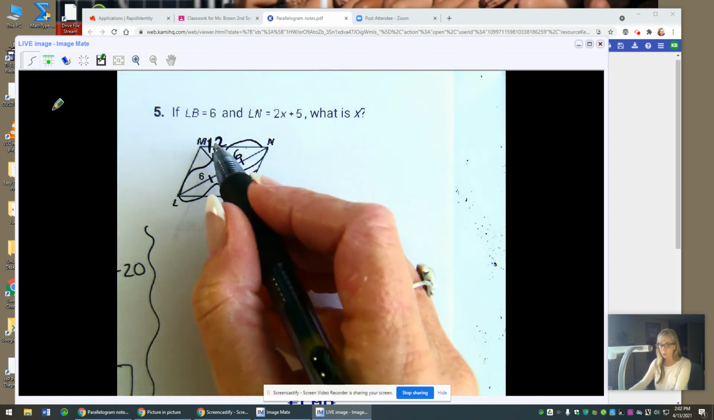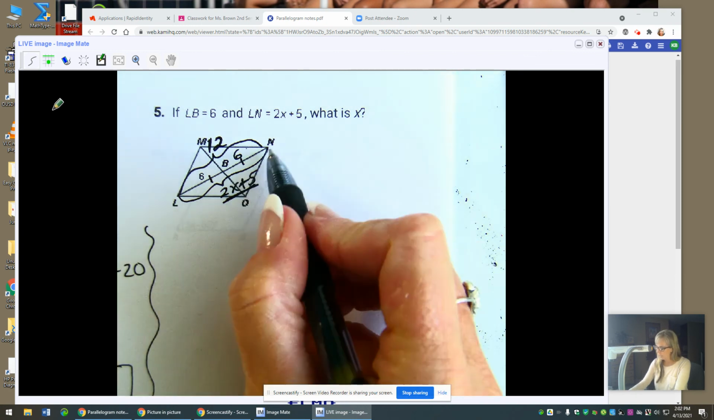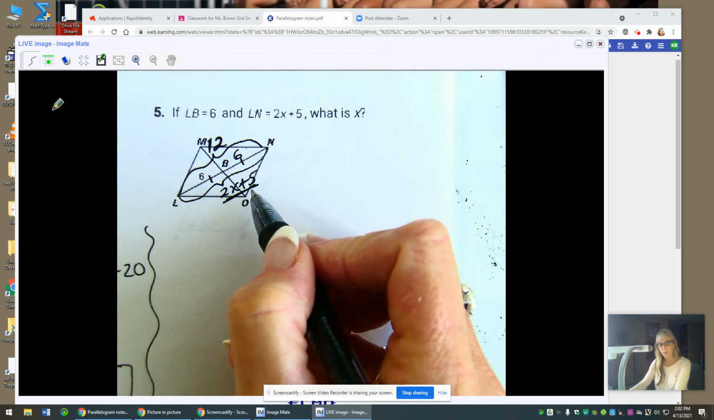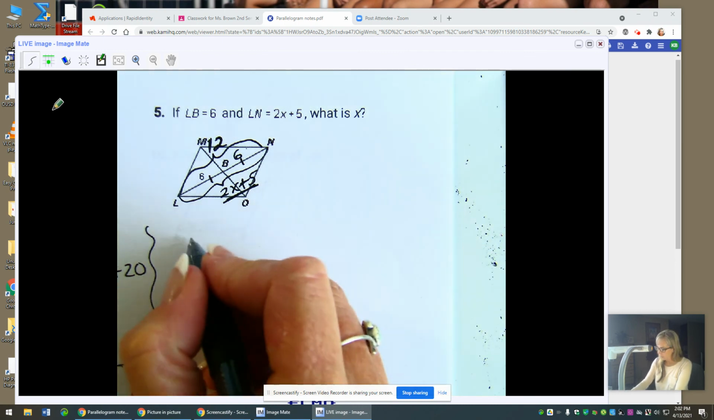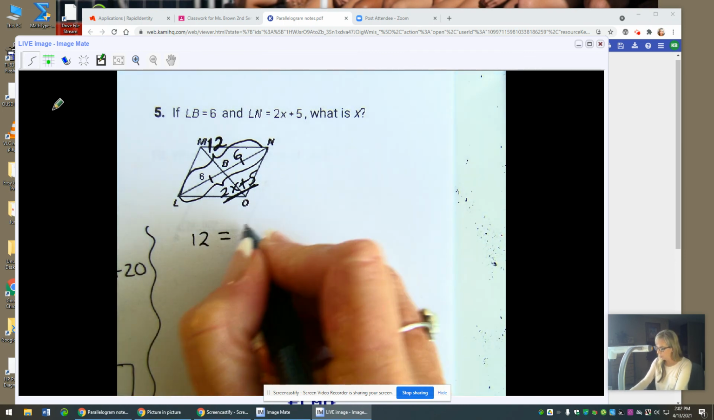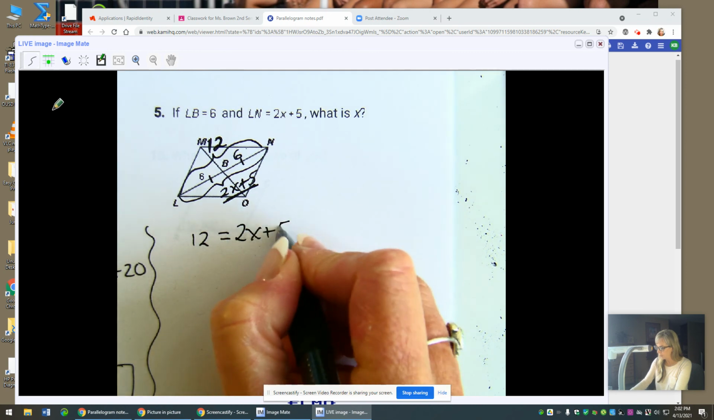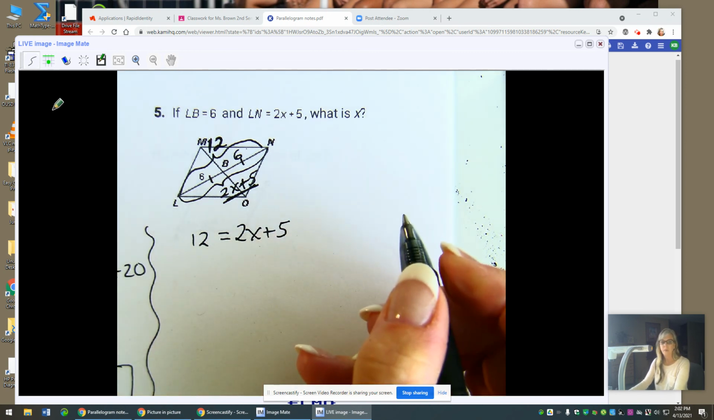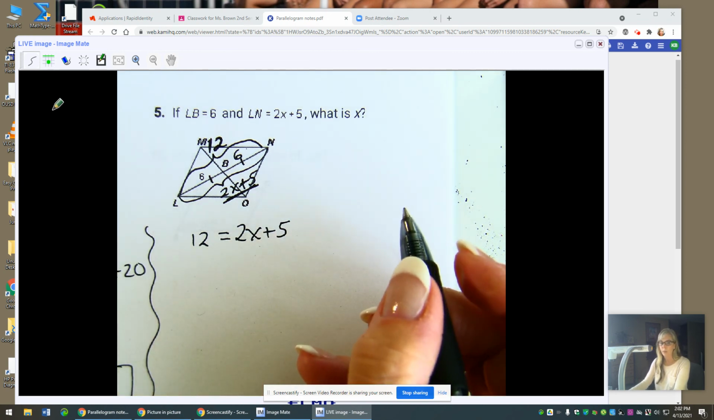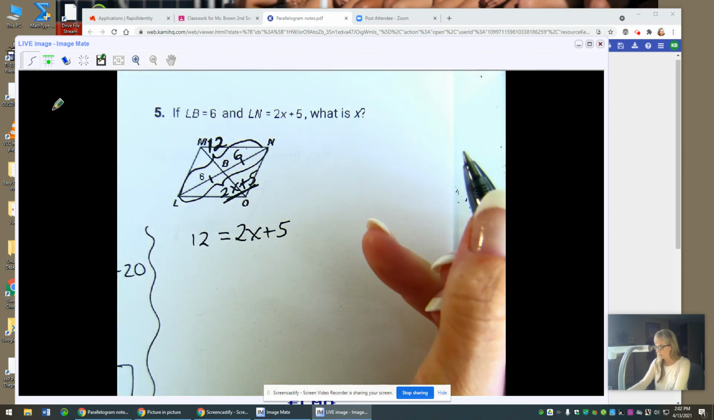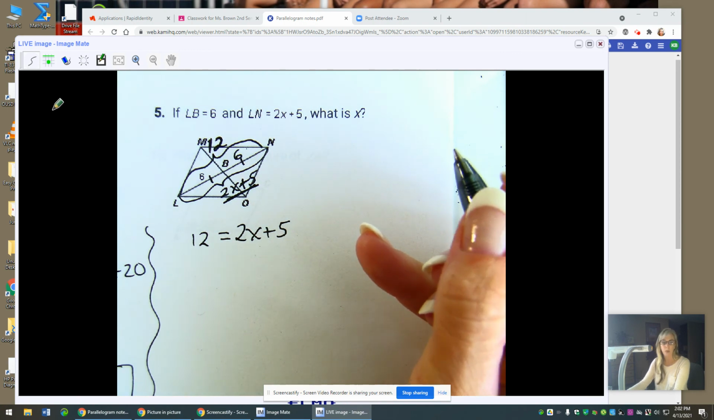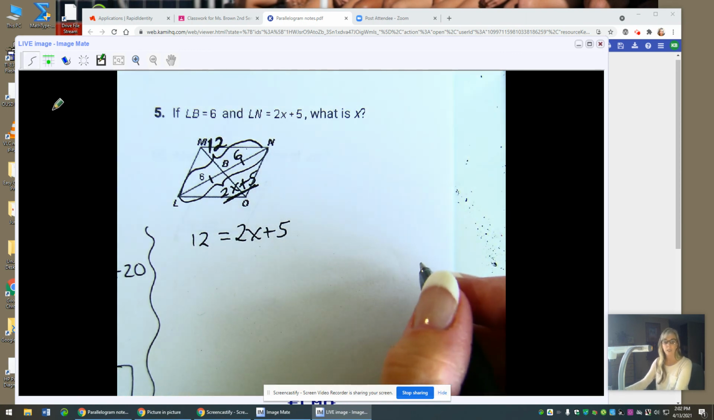If LN is 12 and LN is also 2x plus 5, they must be equal to each other because they're both equal to LN. Meaning 12 must be equal to 2x plus 5. I kind of jumped into the problem without reading all of it. It wants me to find x. Oh, I thought it was going to ask me for something more. Nope, we're good. Find x. I'm going to let you solve it, and we'll call it good.